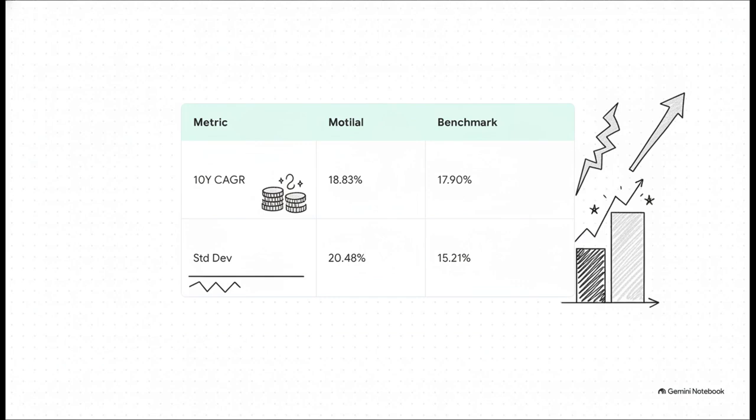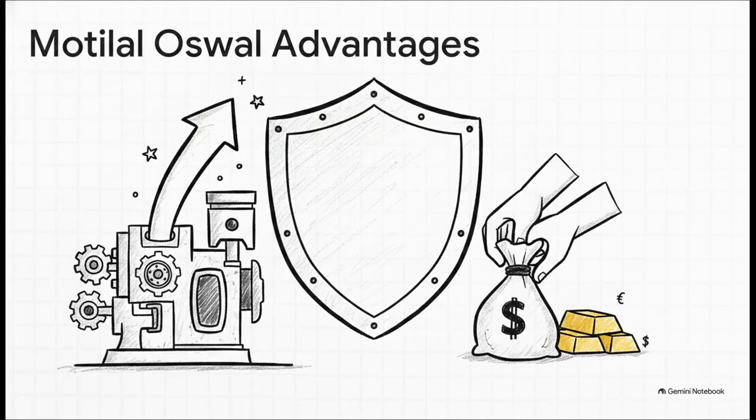Over a 10-year cycle, Motilal absolutely proves it can beat the index, delivering an 18.83% CAGR compared to the benchmark's 17.90%. But you have to look at that standard deviation. To get that extra return, the fund demands that you stomach a significantly bumpier ride, a volatility of 20.48% versus the index's 15.21%.